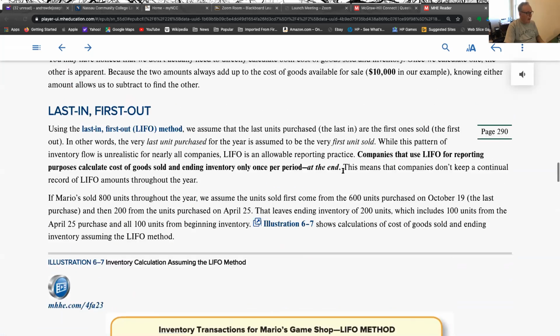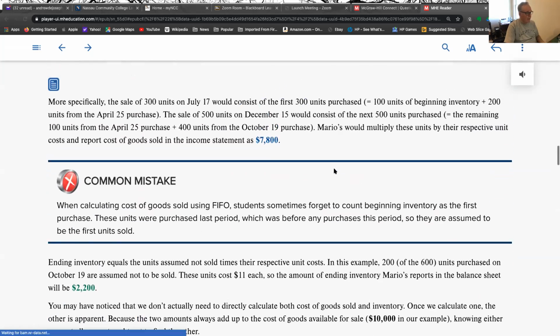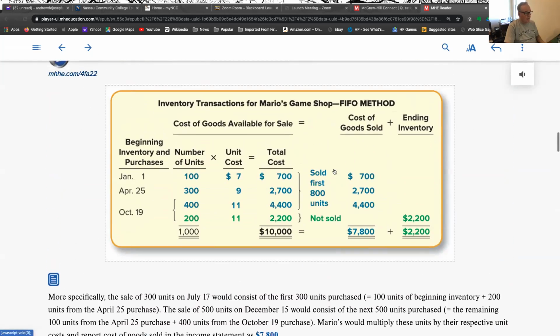All right, let's talk about first in, first out. First in, first out. Now, under first in, first out, it means you're selling the oldest units first. So what you have left in inventory is the newest.